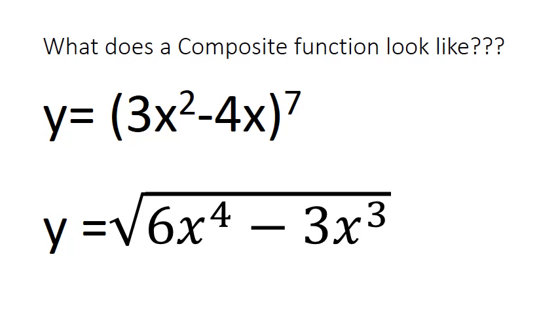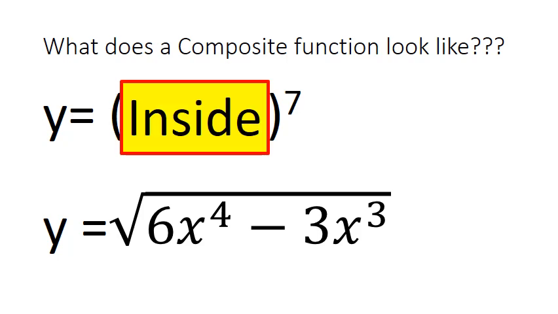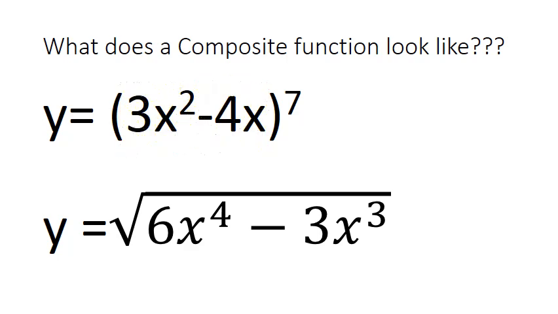What you can see in that first function, you have an inside, which is just a polynomial, and then that's all being raised to a power of 7. So the x to the power of 7 is your outside function, and then on the inside you have the polynomial. Similarly, if we look at the square root, the inside's a polynomial, the outside is a square root.